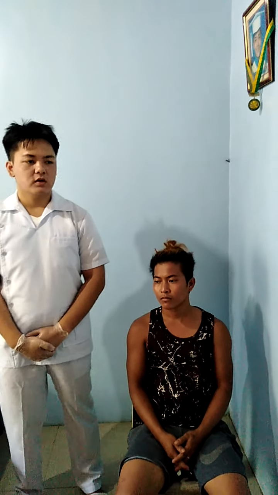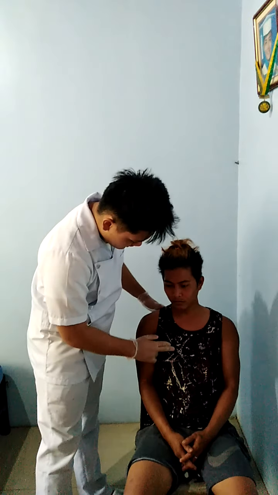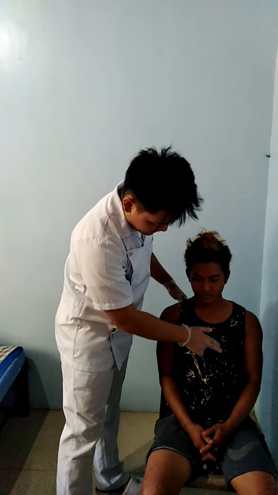So upon inspection, the size of the breast is rounded and pendulous, and the skin color of the breast is pale. So now is the palpation for tenderness and the palpation of the nipples. So upon palpation, there is no tenderness elicited or reported by the client, and the nipples are normal.